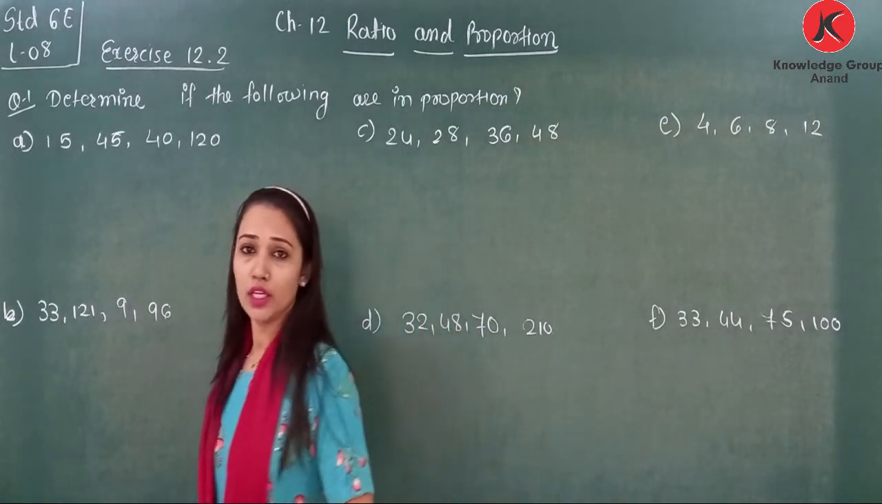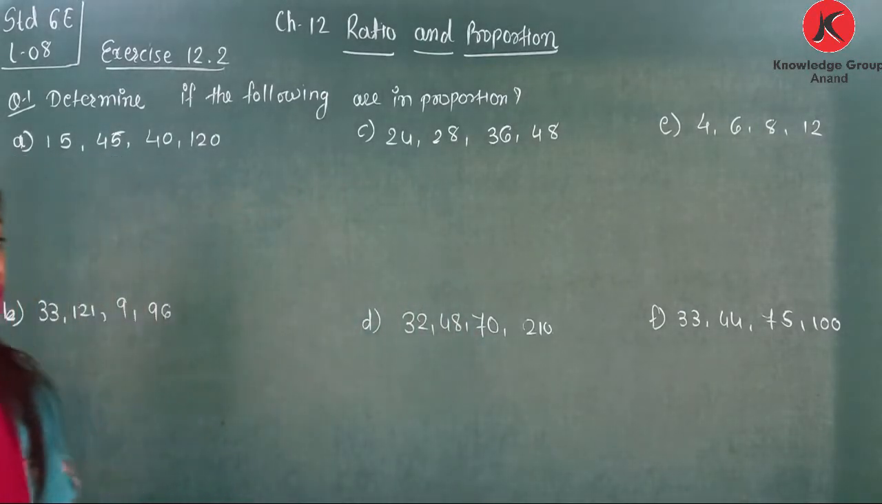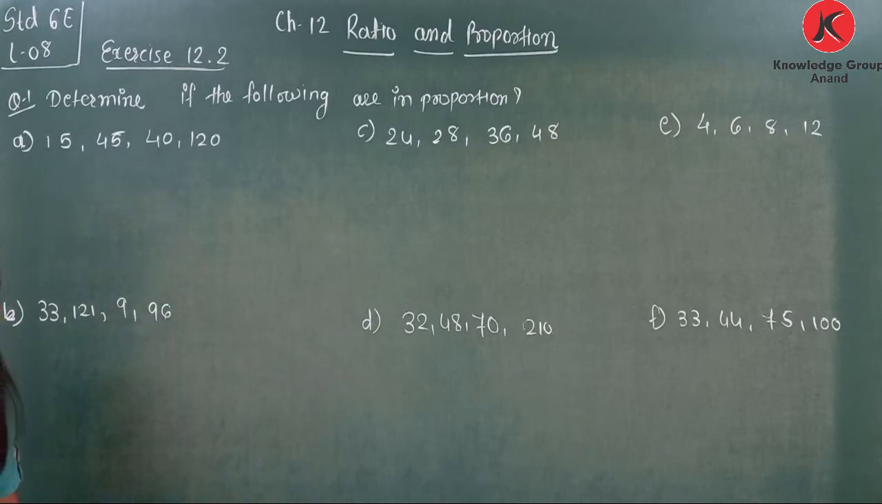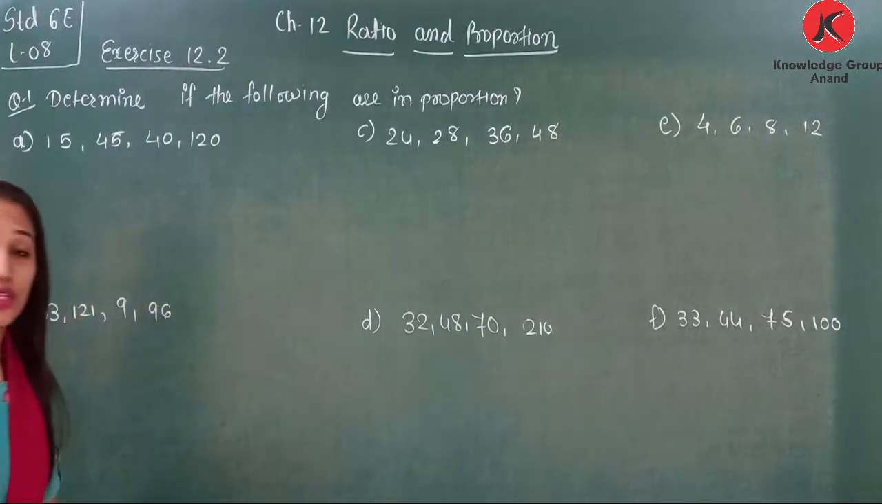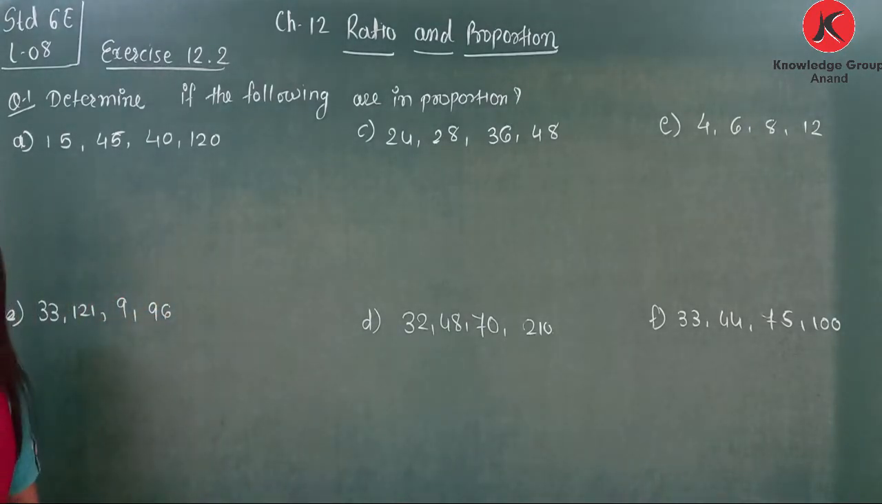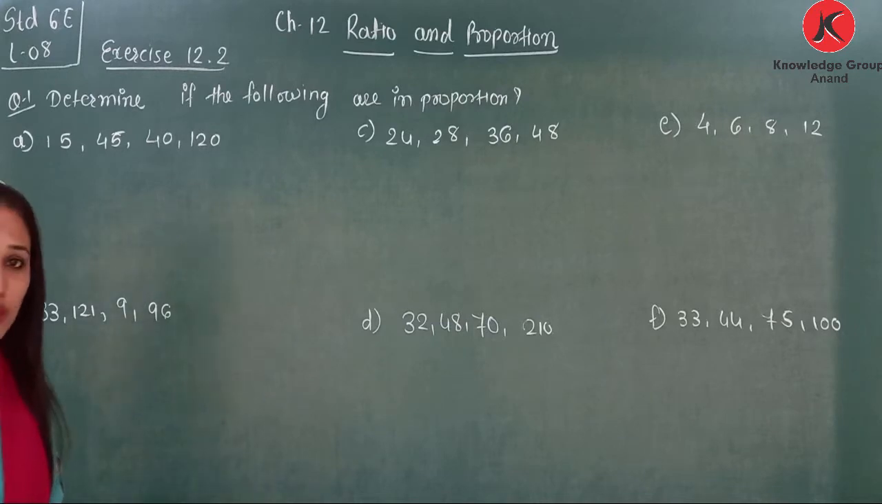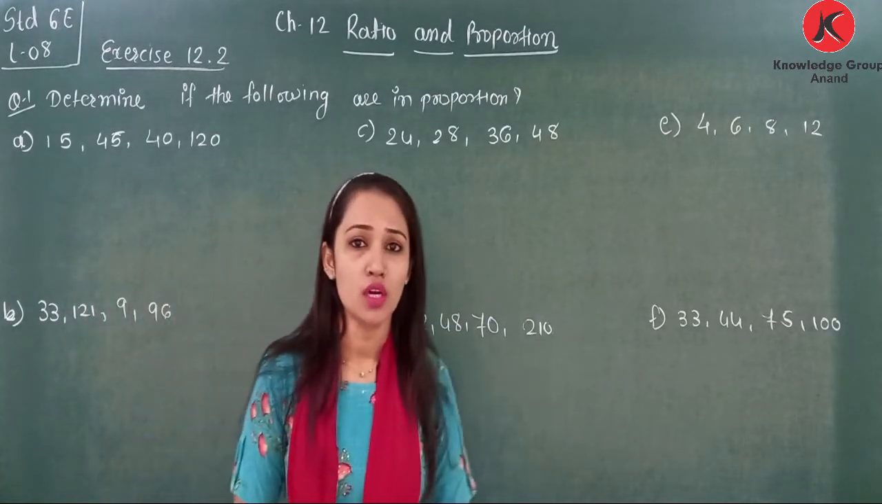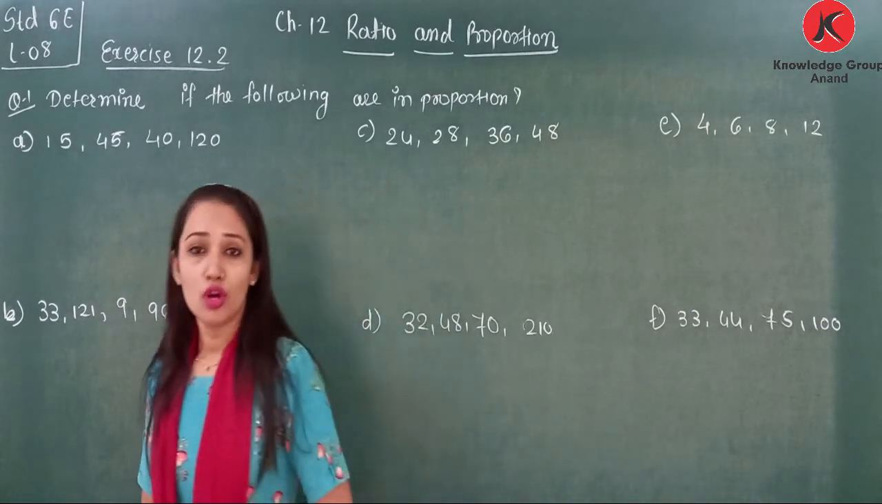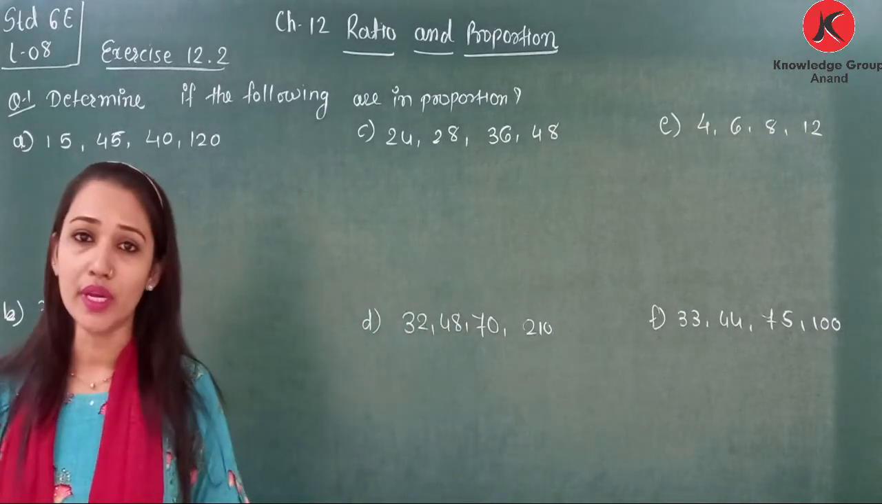Previously we solved some examples related to proportion. Now today we will continue exercise 12.2, in which we need to check whether the numbers are in a proportion or not. So proportion means what? If two ratios are equal, if two ratios are the same, then they are in a proportion. We also learned about the extreme term and middle term.